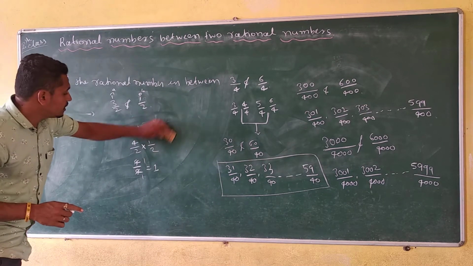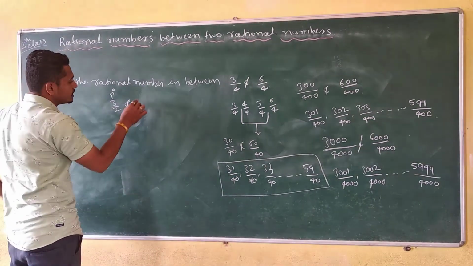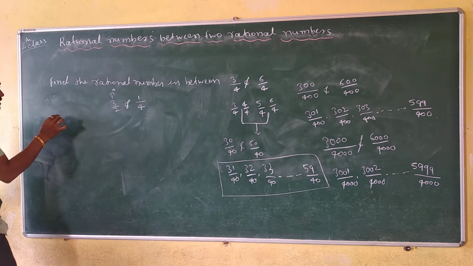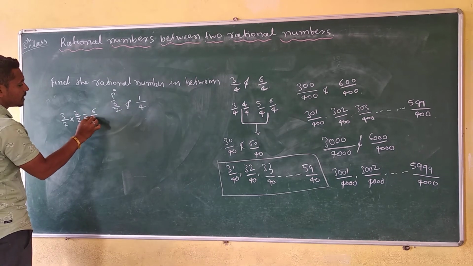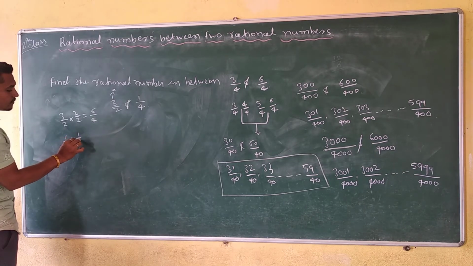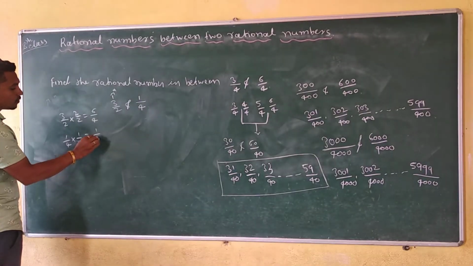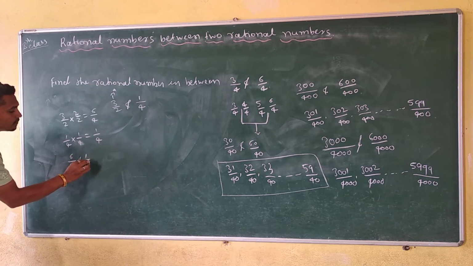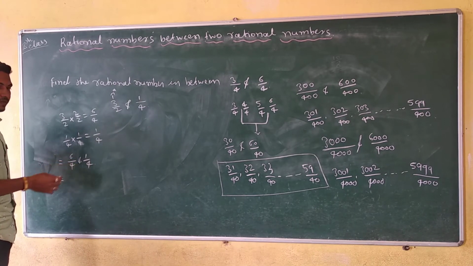Next, if the denominators are different, now see here, 1 divided by 4 and 3 divided by 2. Multiplying 3 divided by 2 by 2 divided by 2, 3 twos are 6, so it is 6 divided by 4. Next, 1 divided by 4 remains 1 divided by 4. Now the denominators are the same, 6 divided by 4 and 1 divided by 4. Now we have to write the rational numbers in between 6 divided by 4 and 1 divided by 4.